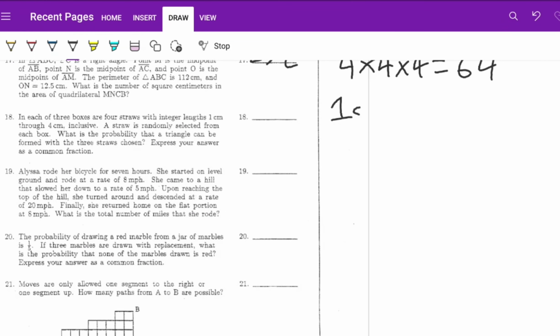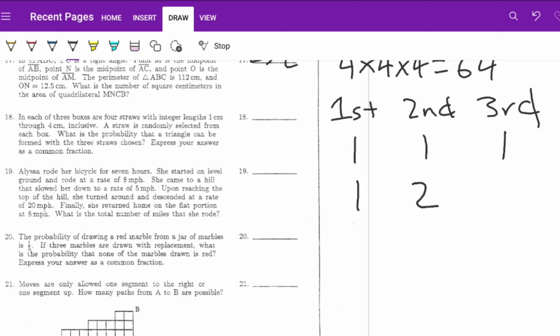So let's label the first box, second box, and third box. From the first box, what happens if we pull a 1? And in the second box, let's say we pull a 1 as well. What can we pull from the third box to make sure we make a triangle? Well, we have to pull 1, because if we pull 2, 1 plus 1 is equal to 2, and that wouldn't work because that just makes a straight line. So 1, 1, 1 is the only possibility if 2 of the straws are 1.